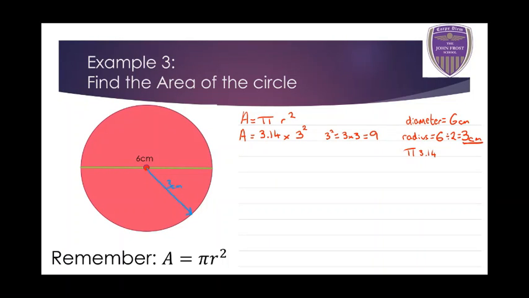Okay, so we're going to rewrite this out one more time. So area equals 3.14 times 9. Okay. So now I've got this. Now I just need to find out what is 3.14 times 9. So again, it's a little bit tricky. So to do this, I'm going to write 3.14 times 9. I'm going to multiply 3.14 by 100. So 314 times 9. And I'm going to solve this question.